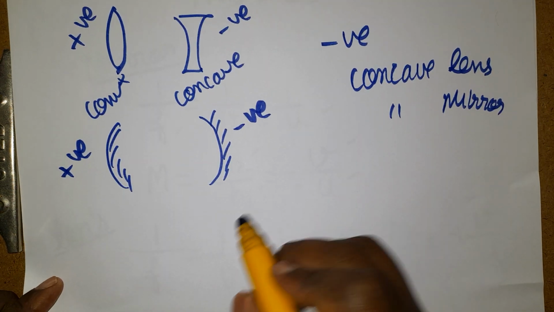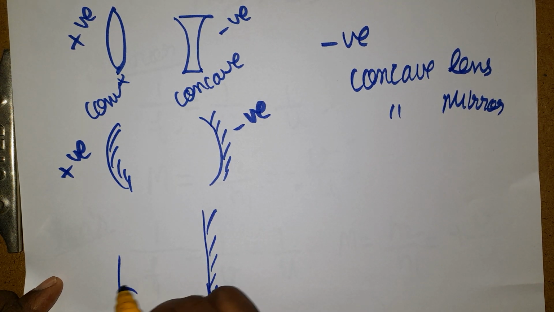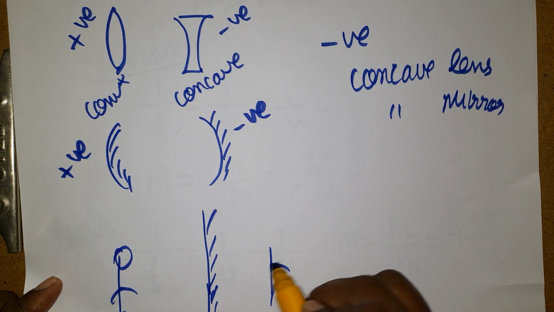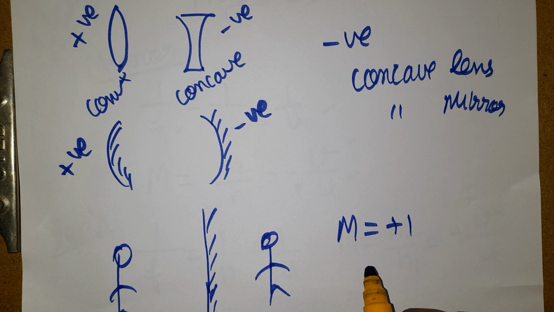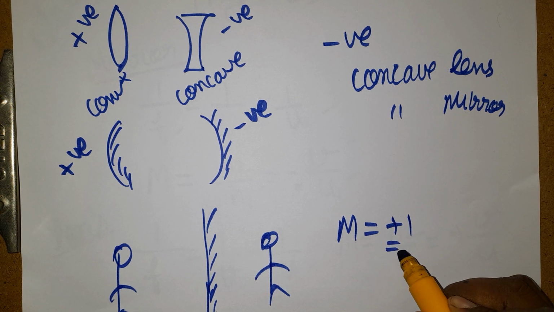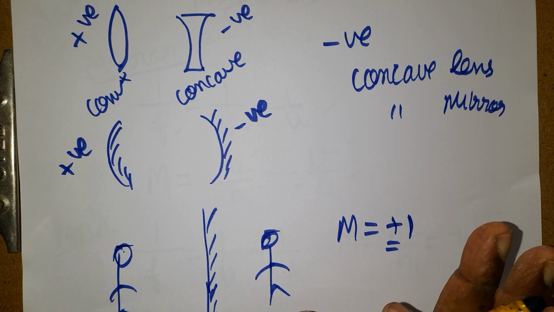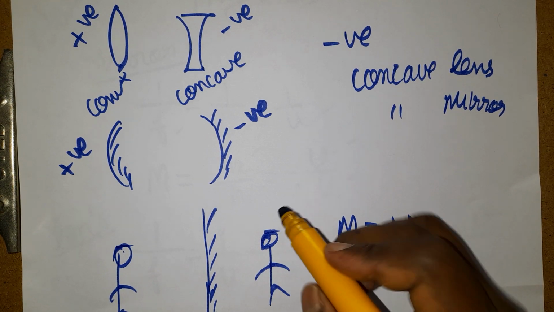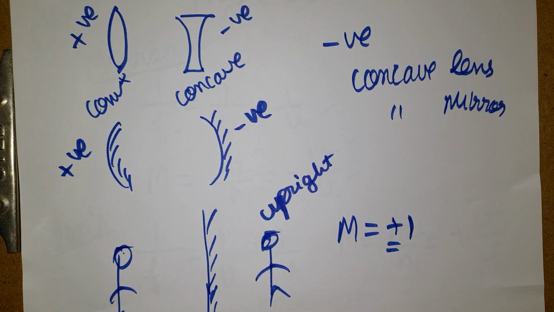Okay, next. In case of a plane mirror, the object is placed in front of the plane mirror and the image will be formed like this. Magnification is equal to plus 1. What does this mean? Upright, virtual, erect, same size. Whenever you get magnification as plus, it is upright. 1 means same size, the image and object height will be the same. Upright, virtual, erect and same size. Okay, next one.